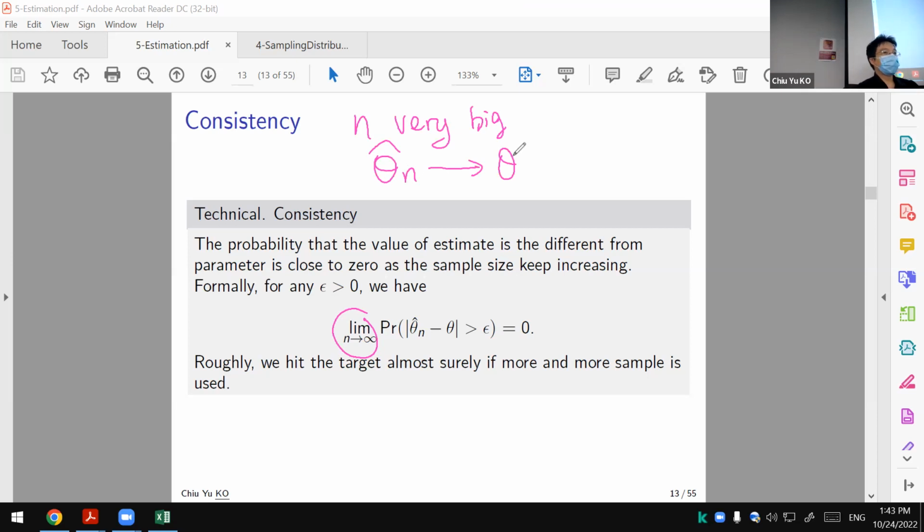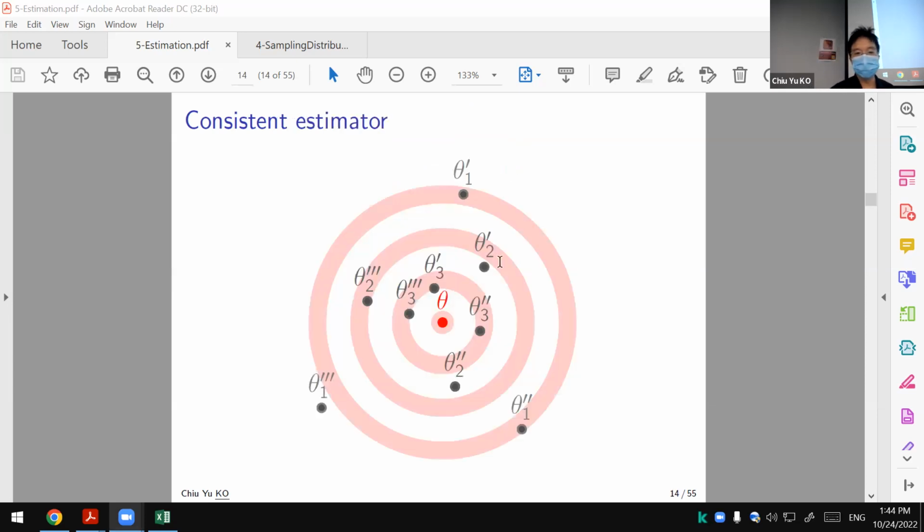Unbiasedness says the average of our guesses, the average of the estimate, is actually the parameter. And consistency says when n is very large, we actually get what we want. So we don't need to talk about the average of what we hit, but actually we hit it. So the idea is like this. Look at the graph, it's easy to understand like this.